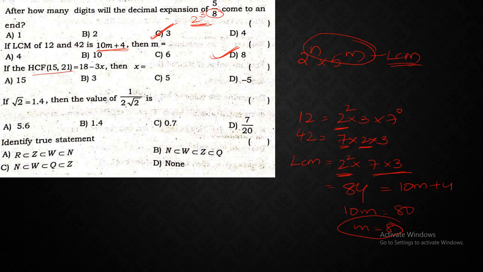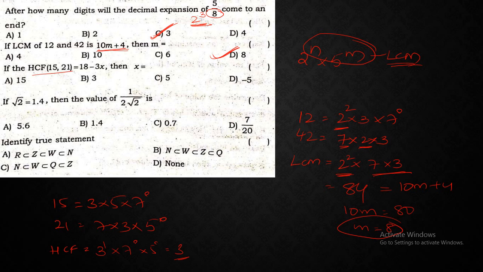Next, HCF of 15 and 21. How can I write 15? 15 can be written as 3 5s, 21 can be written as 7 3s. Since it doesn't contain 7, it is 7 power 0, and it doesn't contain 5, hence it is 5 power 0. Now what is the HCF? HCF means you need to take the least powers. So 3 power 1 into 7 power 0 into 5 power 0, which is nothing but 3.